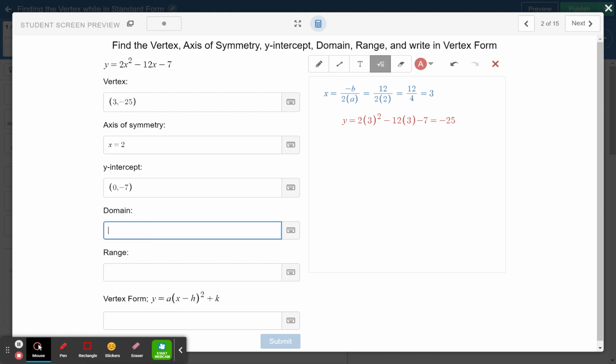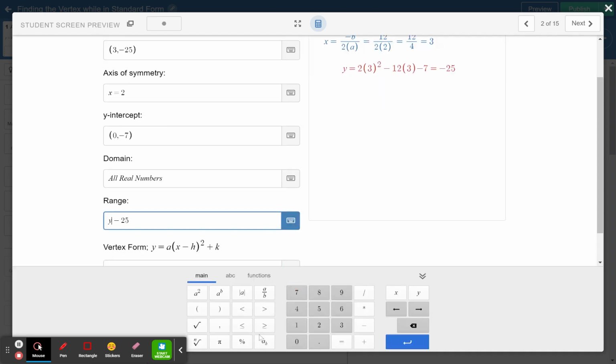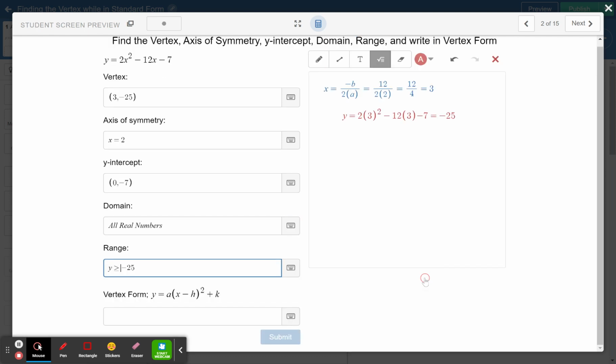The domain for every single quadratic function is all real numbers. The range has to deal with the y-coordinate of the vertex, which is negative 25. Your job is to figure out what symbol to put in there, whether you want a greater than or equal to sign or a less than. You look at your a, which is positive, all right? And because a is positive, this function is going to be greater than or equal to. If your a was negative, you would have done less than or equal to.